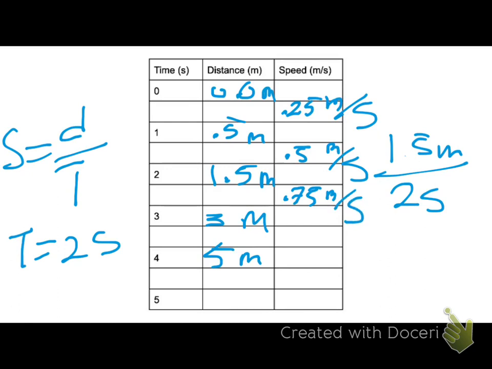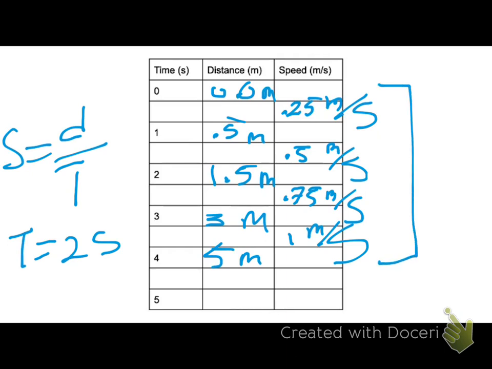And then for the last one, you went from 3 meters to 5 meters. So take 5 minus 3 and you get 2. And 2 meters divided by 2 seconds, you're going to come out with 1 meter per second. So for this one, what I want you to notice right here is that every 2 seconds, your speed is increasing, right? Because you had to travel more distance in the same amount of time, so you had to move faster. This is what we call acceleration. It's one of the forms of acceleration.